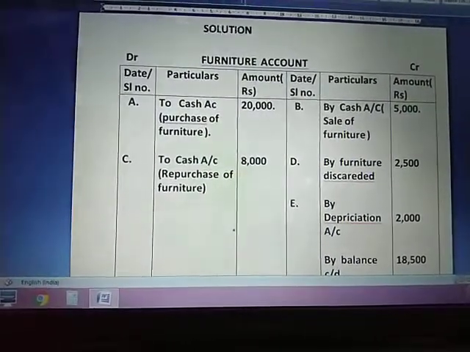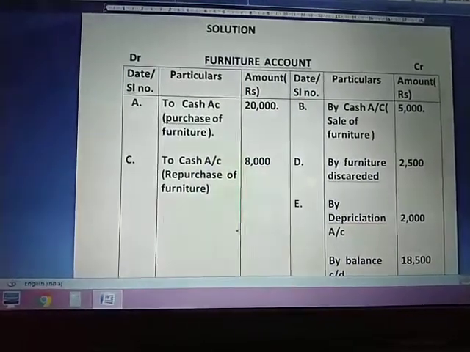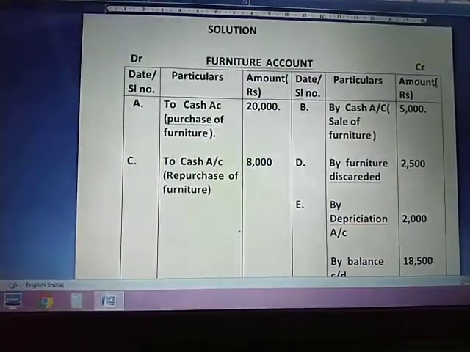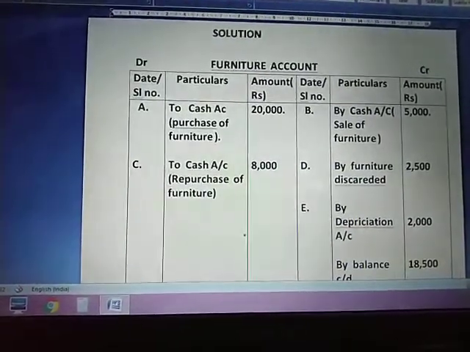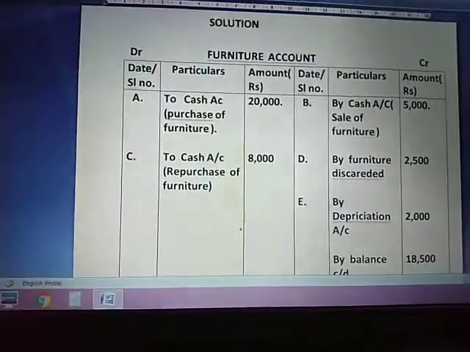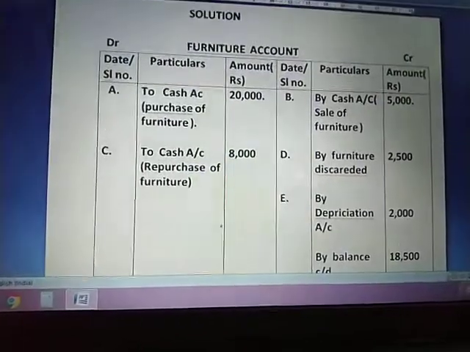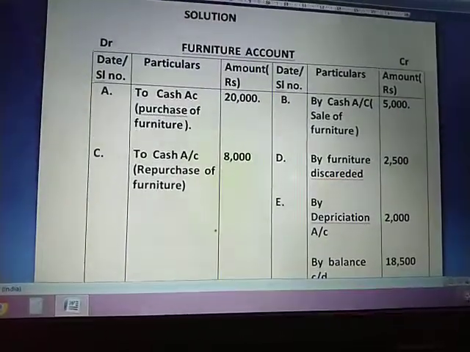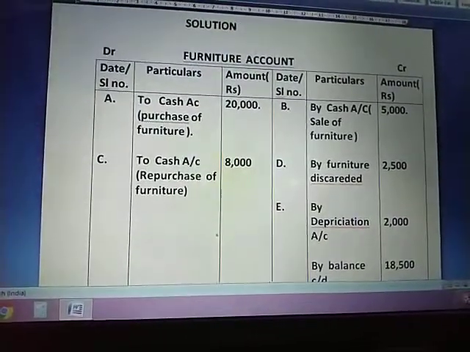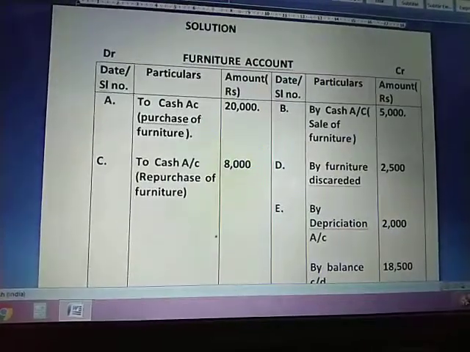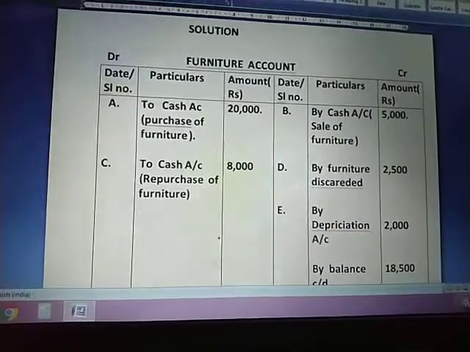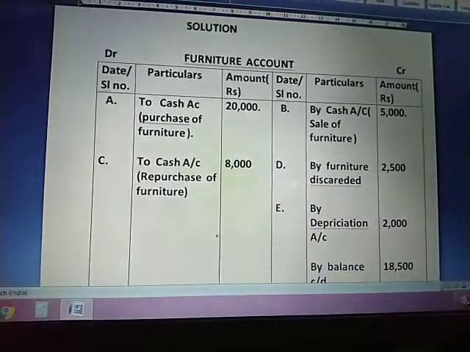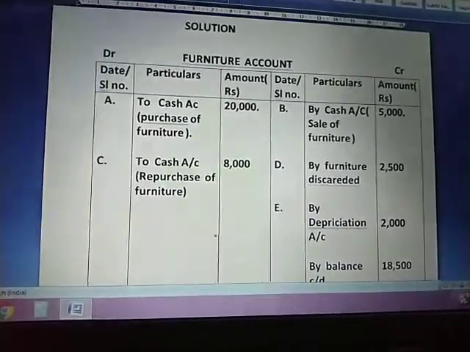Now come to number C. Again we have purchased some furniture, so again there is an increase in the value of assets, so that is why it is recorded on the debit side, to cash account, 8,000. Now next is number D. Here we had sold off, discarded, the old furniture for rupees 2,500. Same thing, there is a decrease in the value of assets, so it has come on the credit side.